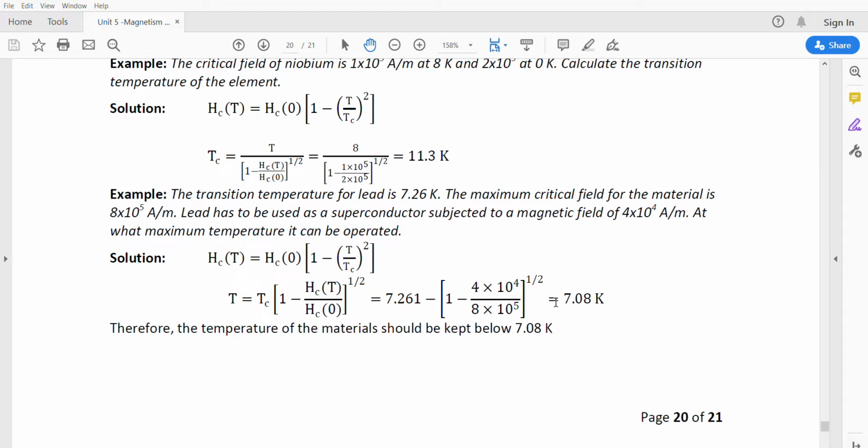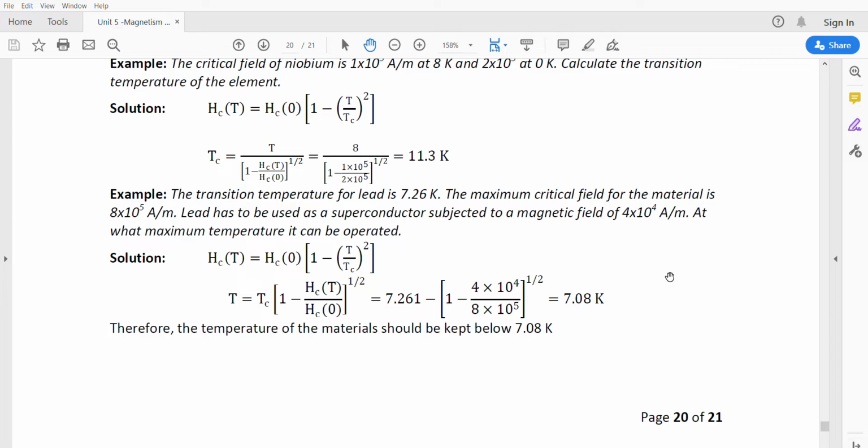Do the numericals in a proper way, listing out the data, formula, calculation and result. The same formula, we are using on 3 numericals. This formula is important. Using this formula we can calculate Hc of T, Hc of 0, and Tc. That means we can calculate the critical temperature, the critical magnetic field at a temperature T, and the critical magnetic field at 0 kelvins, by knowing the remaining parameters. So this formula is important. These last 3 numericals are also important.